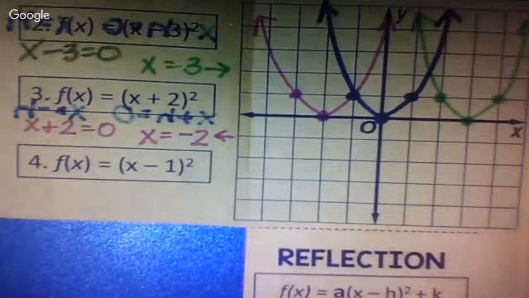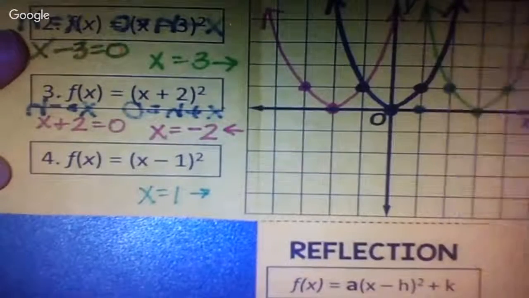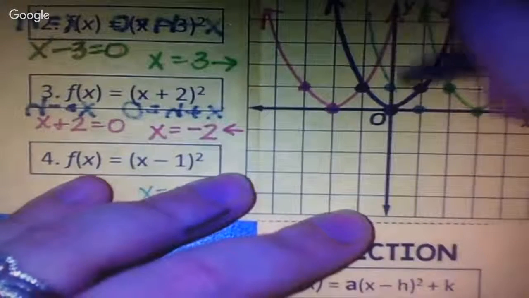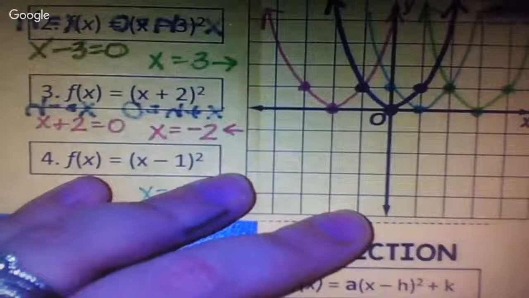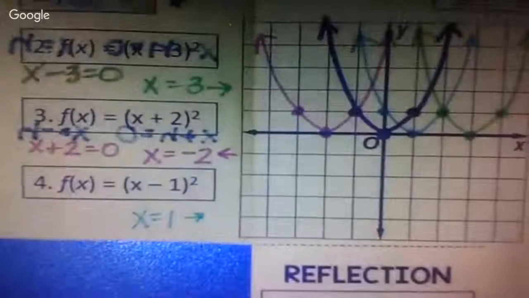No, seriously. Okay. Which way does 4 take me? 1 to the right. This is actually x equals 1. So it only moves 1 space to the right. Okay. So here's all 4 of them right in a row.